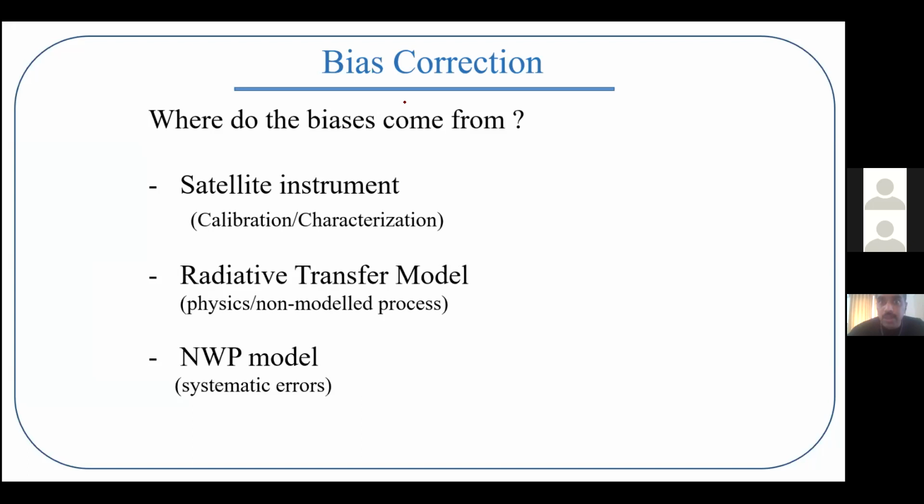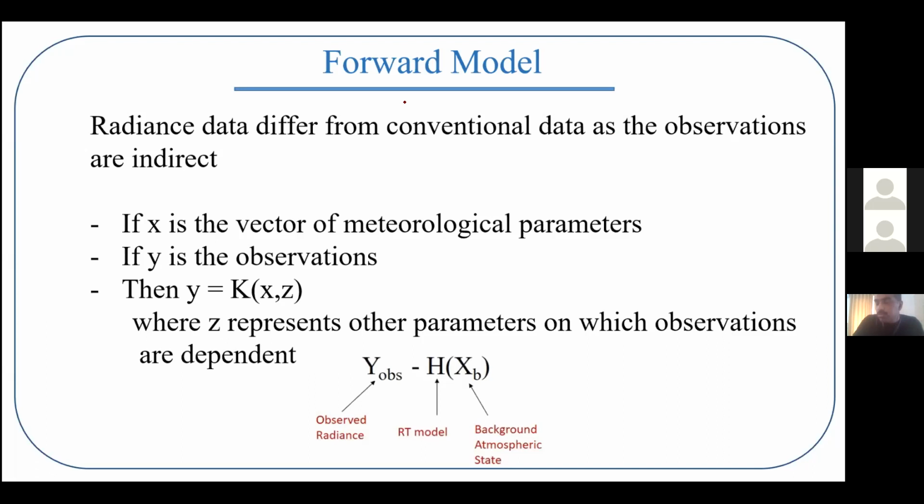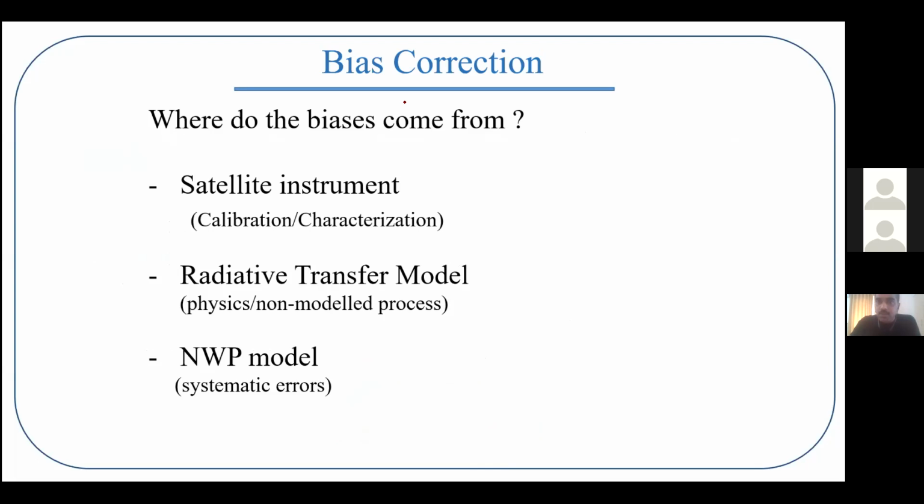Biases come from satellite instruments, from the characterization and calibration of the instrument, or they can also come from the radiative transfer model. The radiative transfer model, or the forward model, is basically a nonlinear model. So it's not a perfect model. It also has a lot of assumptions in it, so it is not going to give you a perfect radiance. It also has biases, and these biases contribute to the biases in the satellite observations. And also our model is not a perfect thing. The model also has a lot of errors, so that will also bring in biases. So all these biases need to be corrected before the observations are assimilated in the model.